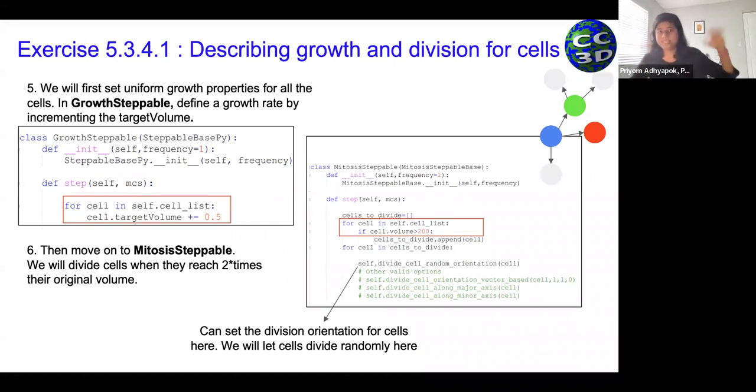So by step 4, if you have been able to create the cell successfully, modified the target volume and the lambda volume, and you have added dictionary attributes, you should still be able to run it, and it's going to do the same thing. Like I said a few minutes ago, it's going to just run around dividing. We haven't touched the growth steppable or the mitosis steppable from our side yet, but you should still be able to see cells dividing.